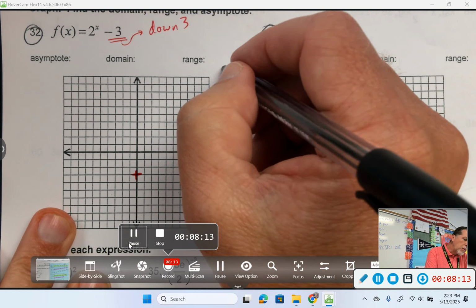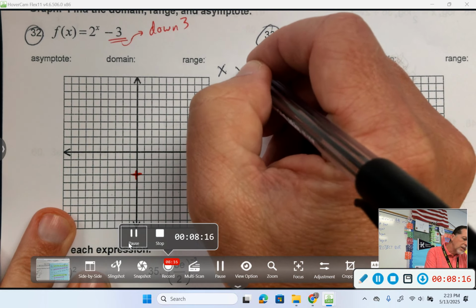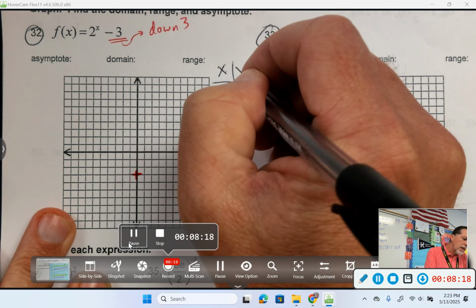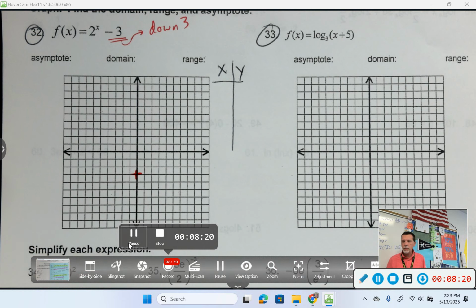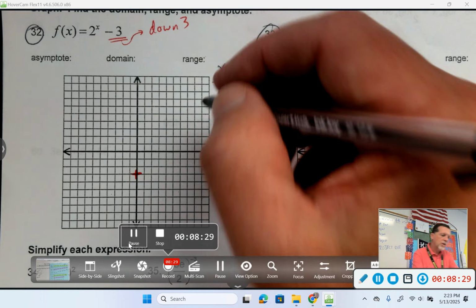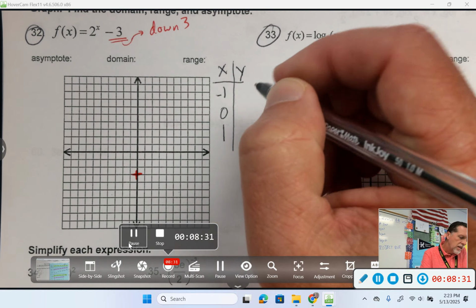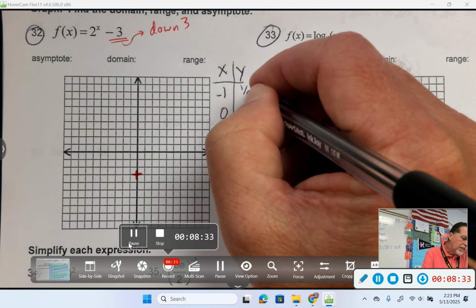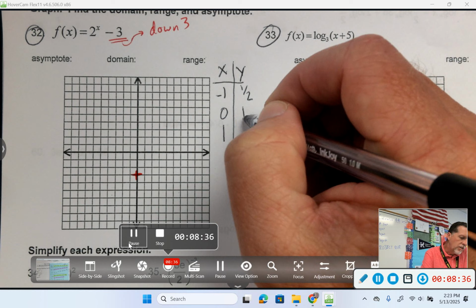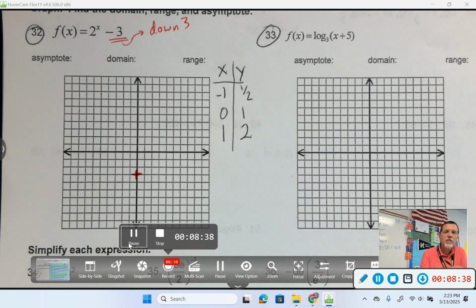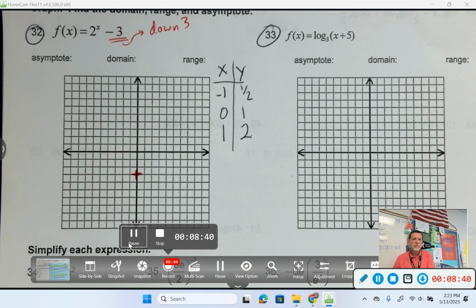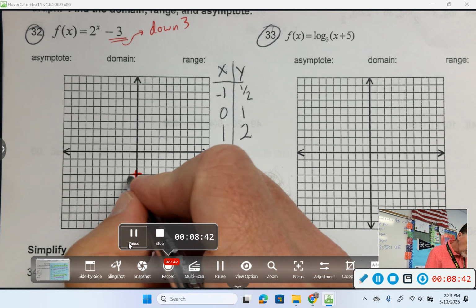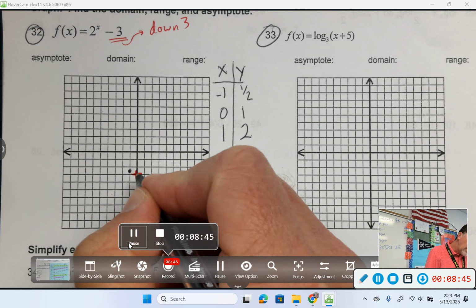If you don't remember the points, you're probably not alone because we didn't do very much of this. But we could just redo a table of values. And it would be helpful if you knew the best x values to plug in. -1, 0, and 1. So 2 to the -1 is 1/2. 2 to the 0 is 1. 2 to the first is 2. So let's plot those points.